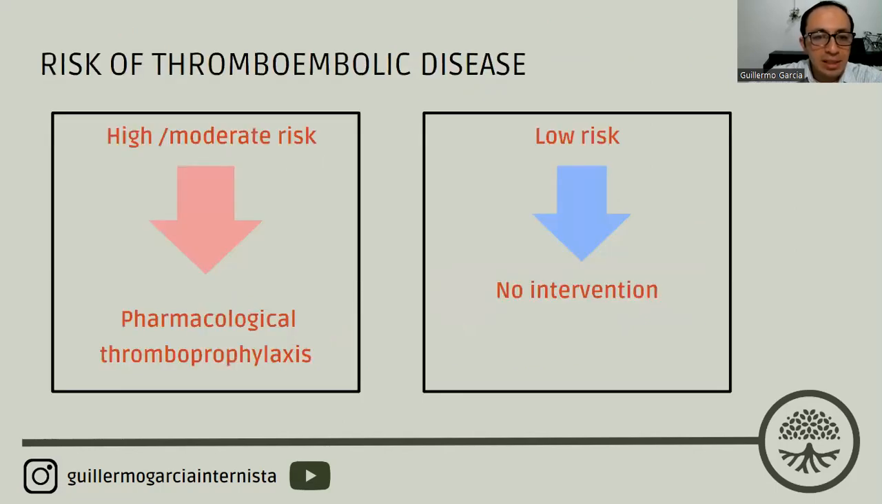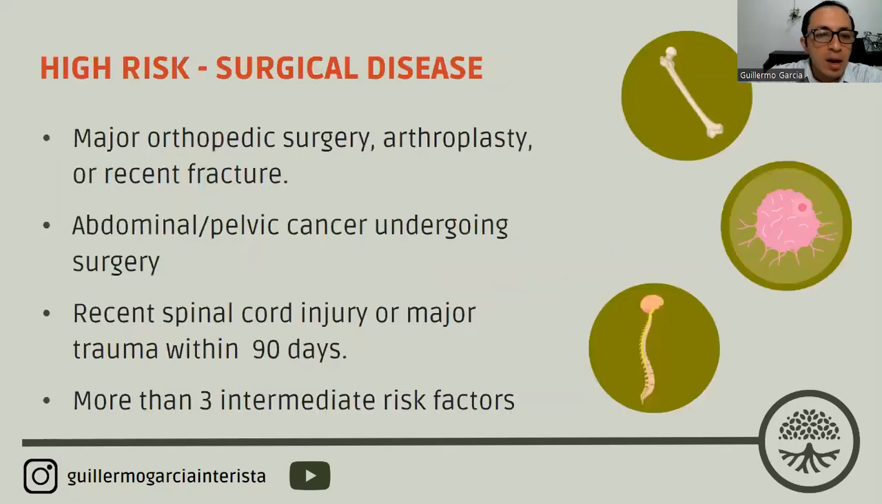The risk of thromboembolic disease is classified as high and moderate, indicating that pharmacological thromboprophylaxis should be used. If it is classified as low risk, it indicates that no intervention should be performed on patients. When the patient has a surgical disease, high risk is defined when requires major orthopedic surgery, arthroplasty, or recent fracture, abdominal pelvic cancer undergoing surgery, has a recent spinal cord injury or major trauma within 90 days. High risk is also classified if the patient has more than 3 intermediate risk factors.